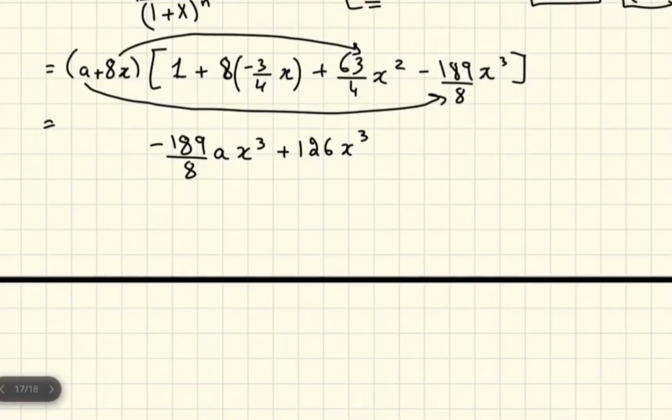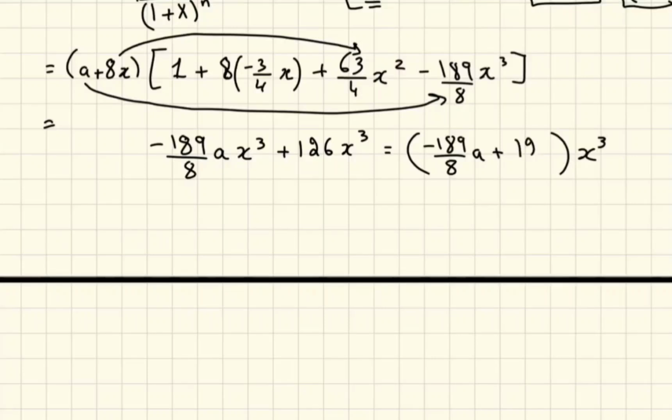So here we have 2x cubed. I'm gonna take 1x cubed as common factor, and we still have in the first one minus 189 over 8a plus 126. The x cubed is outside, so we write only 126. Now, since no term involving x cubed, this is our coefficient, and I need to say it's equal to 0. So minus 189 over 8a plus 126 is equal to 0.